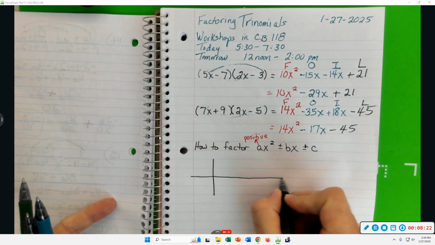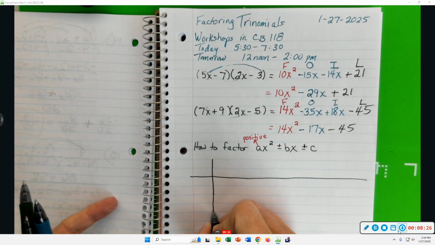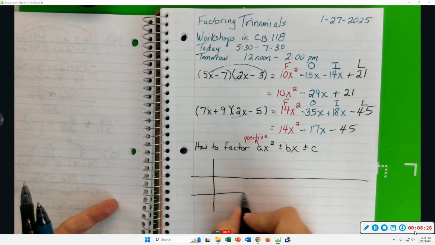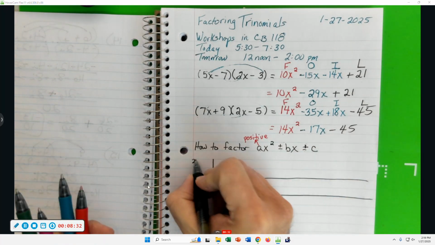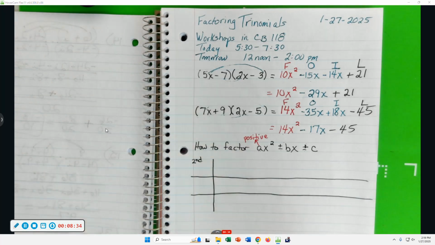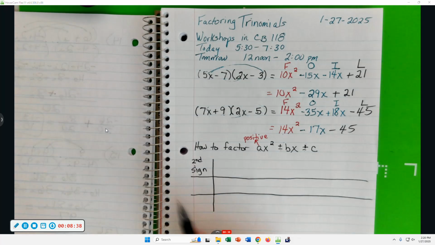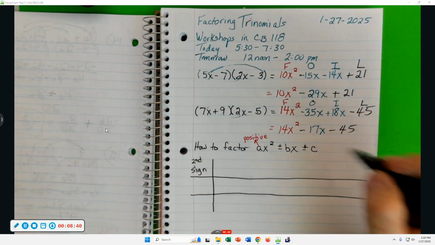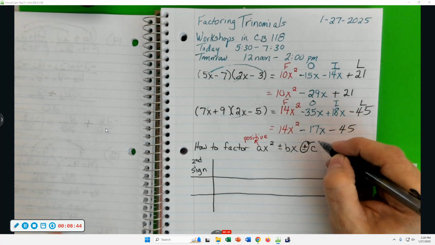Oops. I have to write kind of small. The second sign. Oh, I said second sign. I said I was going to say second sign. That's what you said, second sign. I know, but you would like to say last.